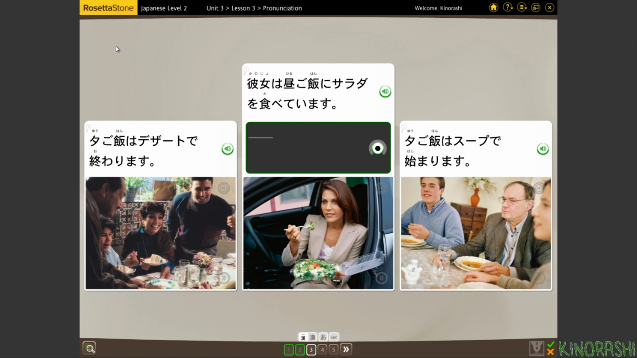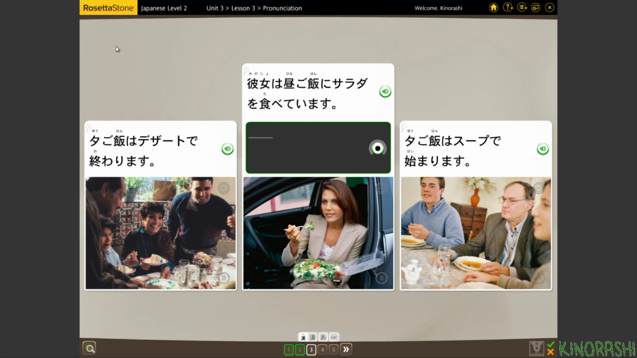Then there's koko when you're referring to a location instead of an object, and it's near the speaker. Soko when you're referring to a location instead of an object, and it's near the person the speaker is talking to. And then asoko when you're referring to a location, and it's neither near the speaker nor the person you're speaking to. And all three of those can also be used sort of like a noun as well.